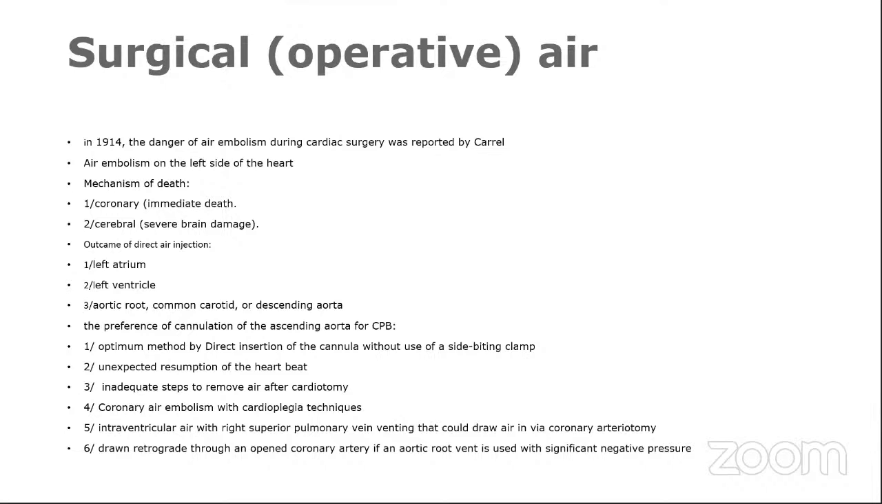Once you have the vent and you are opening the coronary artery, by creating significant negative suction in the ventricle, that may also cause trapping of air from the atmosphere through the coronary into the ventricle, and air drawn retrograde through the opening of the coronary artery, if the aortic root vent is used with significant negative pressure also.